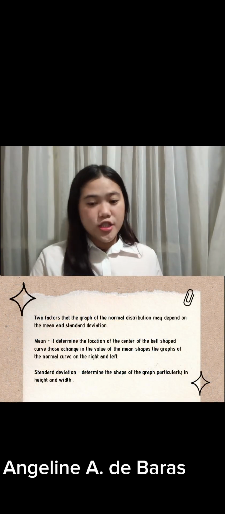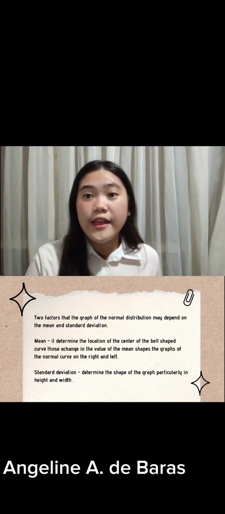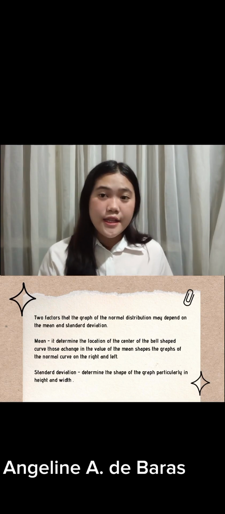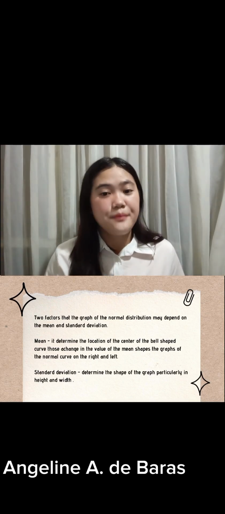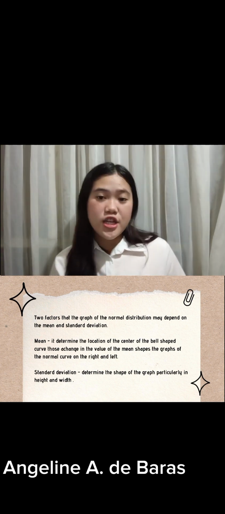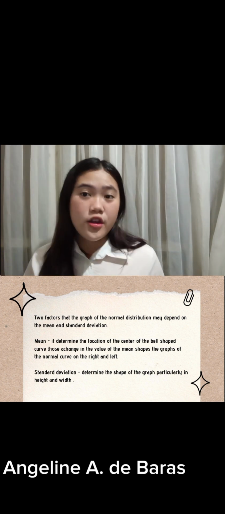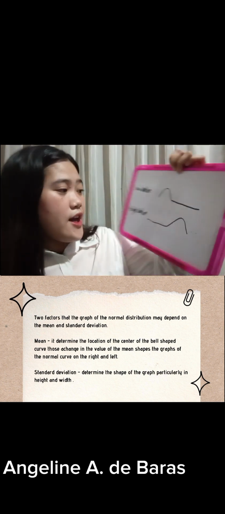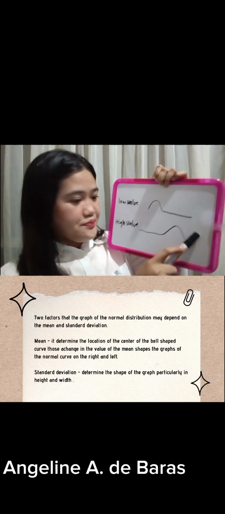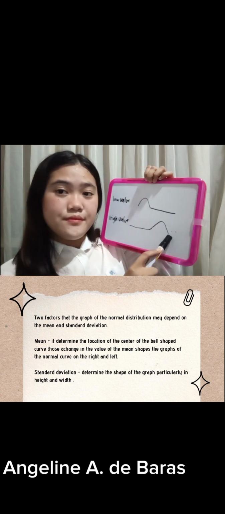So there are two factors that the graph of the normal distribution may depend on. What are these? They are the mean and standard deviation. So let's define first the mean. It determines the location of the center of the bell-shaped curve. A change in the value of the mean shifts the graph of the normal curve to the right or to the left. It looks like this. If we have a low value, the curve will be drawn like this. And if we have a high value, the curve will be drawn like this.